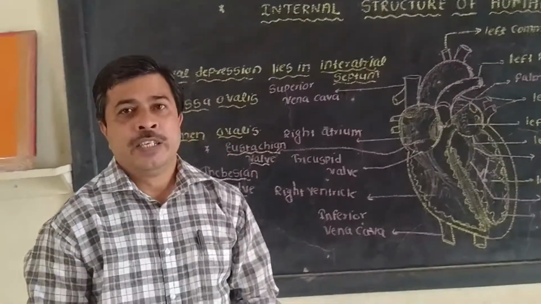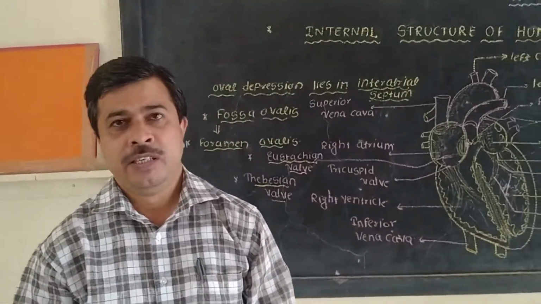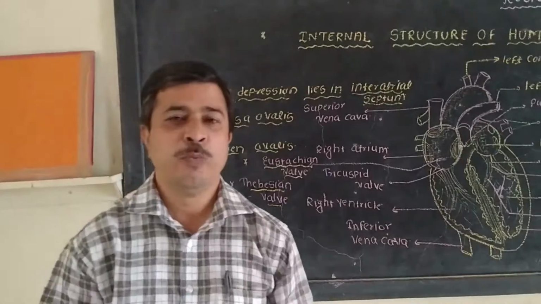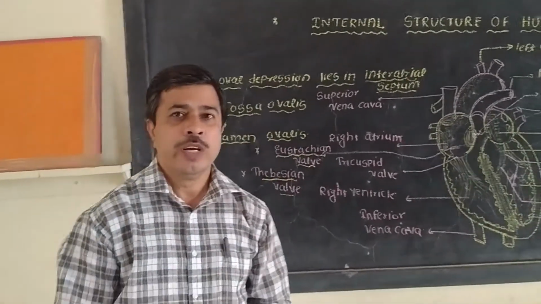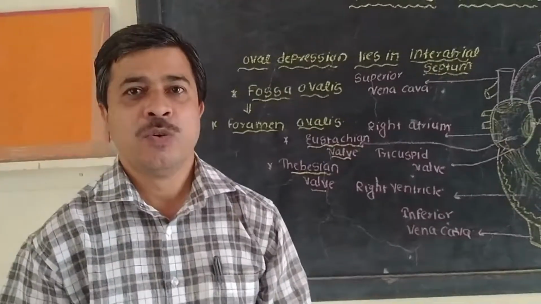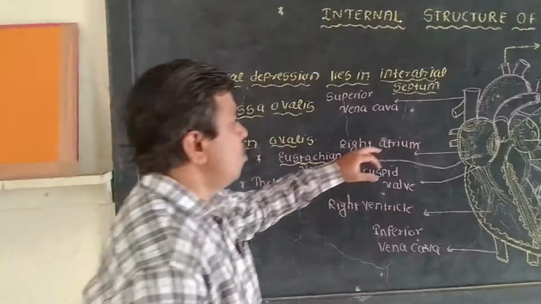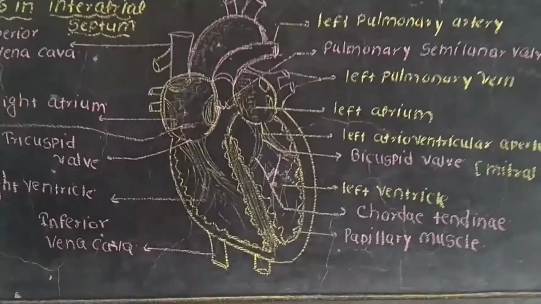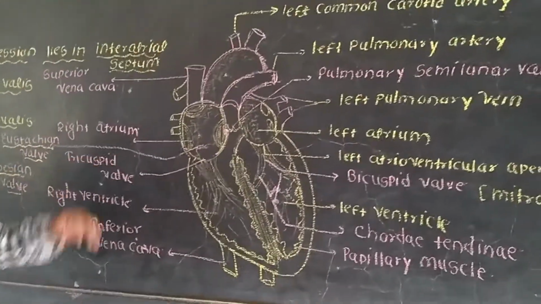We know that the human heart consists of mainly four chambers. The two superior chambers are known as the atria and the two inferior chambers are known as the ventricles. Okay. Now these are the two atria and these are the two ventricles. Let us see first the atria or the auricles.